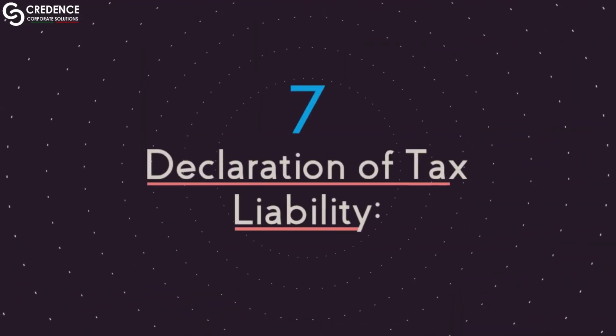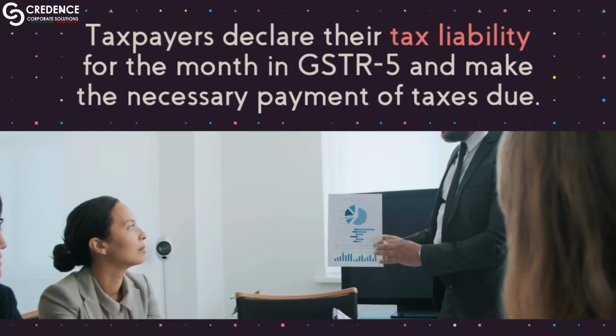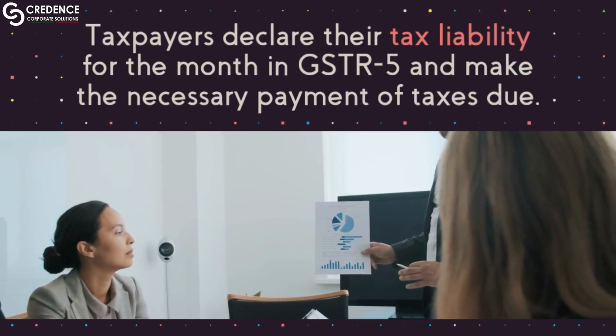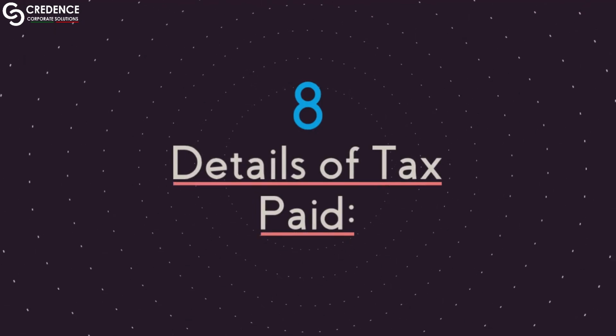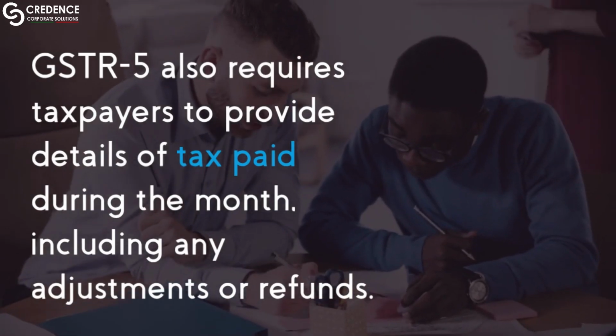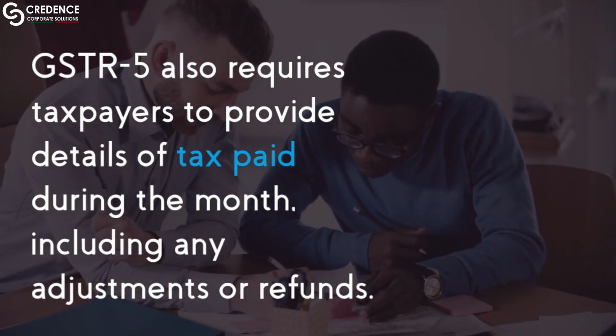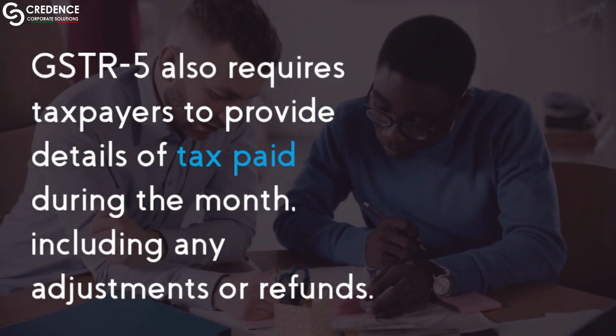7. Declaration of tax liability. Taxpayers declare their tax liability for the month in GSTR-5 and make the necessary payment of taxes due. 8. Details of tax paid. GSTR-5 also requires taxpayers to provide details of tax paid during the month, including any adjustments or refunds.